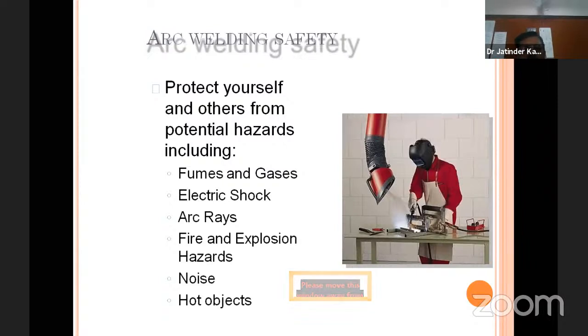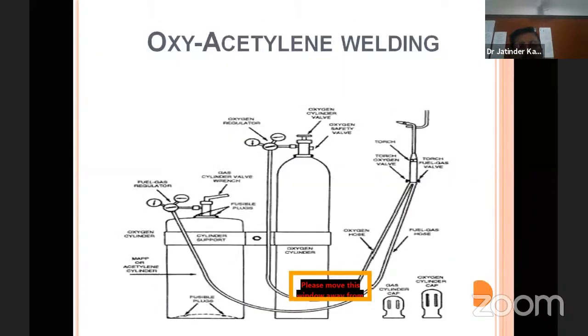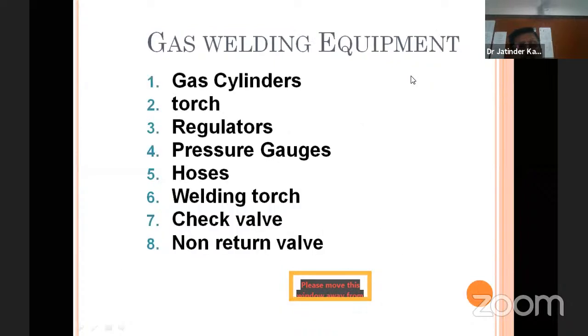So arc welding safety. How to protect yourself is mandatory while doing work in the workshop. Safety is prime. Each and every student is provided with safety equipment, right? Like gloves, and safety goggles. He or she has to wear an apron while working in the workshop. So a certain dress is there. When you physically join the college, certain time will be given and a dress code is there, right?